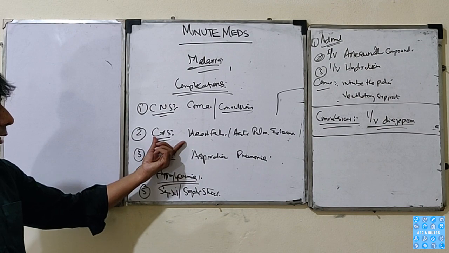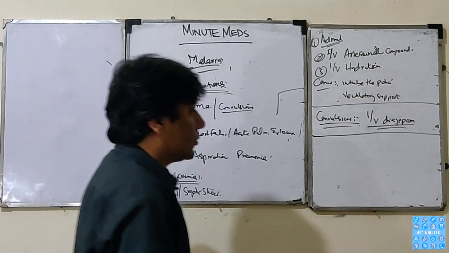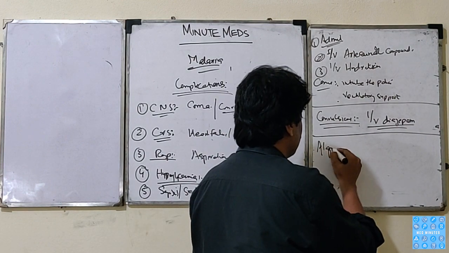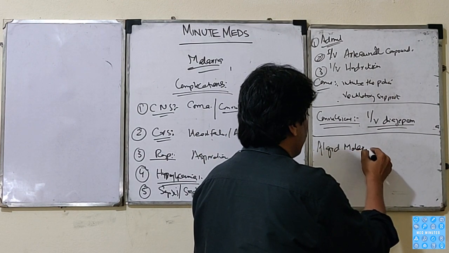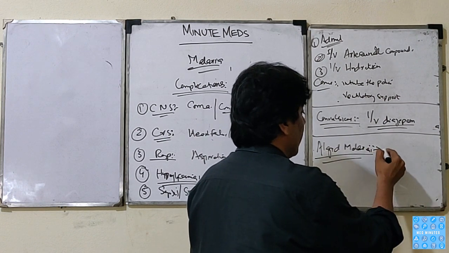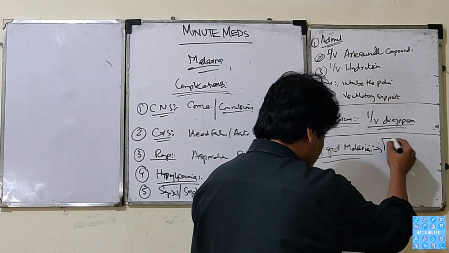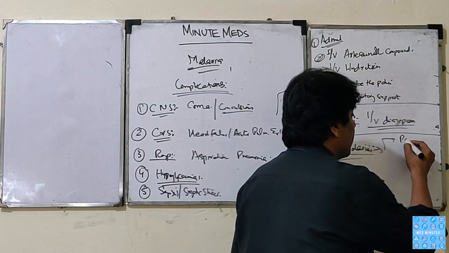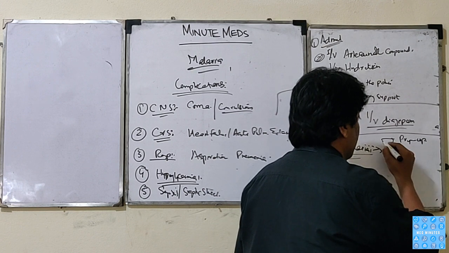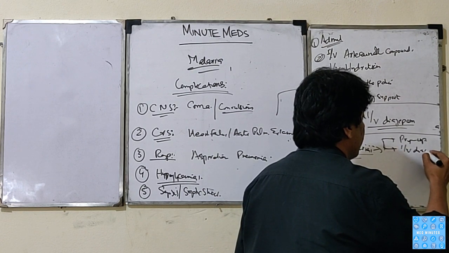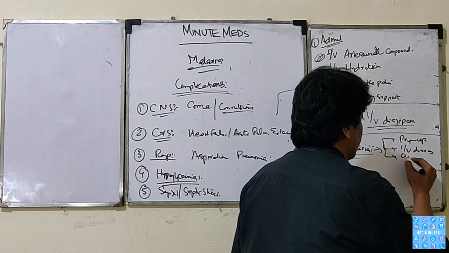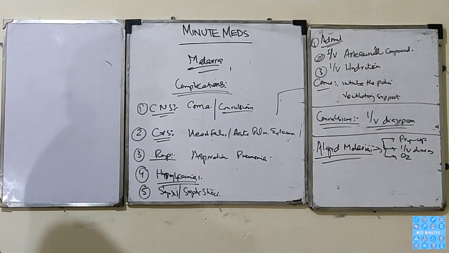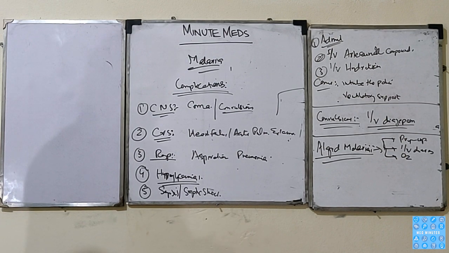Now, in the CVS, the heart failure, which is called cardiogenic shock, which is also called algid malaria. Malaria complicated by cardiogenic shock. In this, what we usually do for the pulmonary edema, we prop up the patient, we dilate the patient, and we give oxygen. The same symptomatic, supportive treatments.